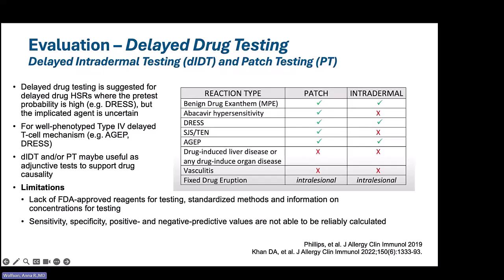And this is a useful table thinking through when is it helpful to do patch and ID testing. And I really want to emphasize that we do not do ID testing for Stevens-Johnson's TEN history. And then as it sort of makes sense, you really can't do it for organ injury or vasculitis. Fixed drug eruption, the data is for doing it intralesionally. I have to admit that I have yet to do a fixed drug eruption patch test. The reason is because if you've ever seen a fixed drug eruption, you know that they generally occur on the hands, feet, face, and genitals, all places that no one would want patch testing performed.